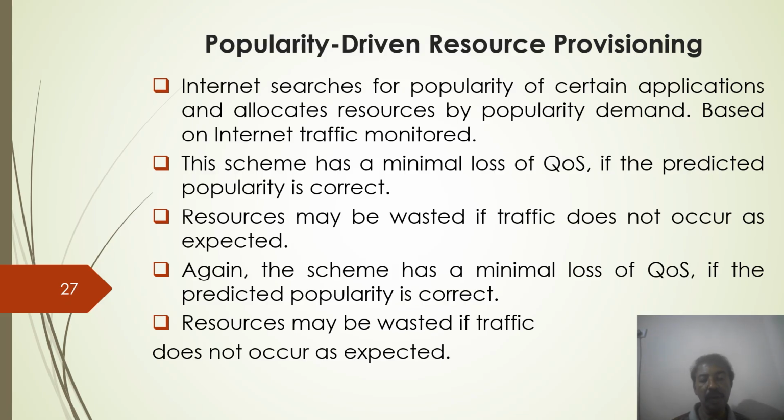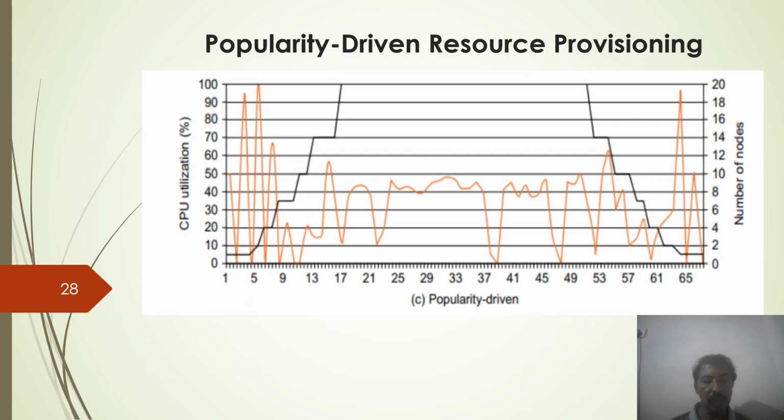The scheme has a minimal loss of quality of service if the predicted popularity is correct. The resources may be wasted if traffic does not occur as expected. Popularity is shown in this diagram.